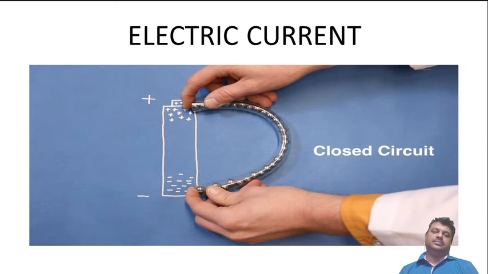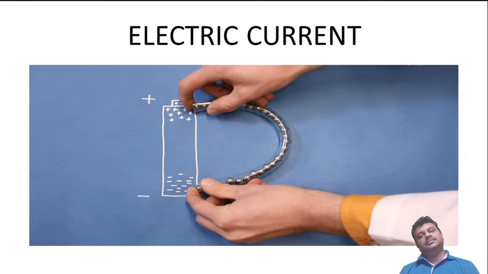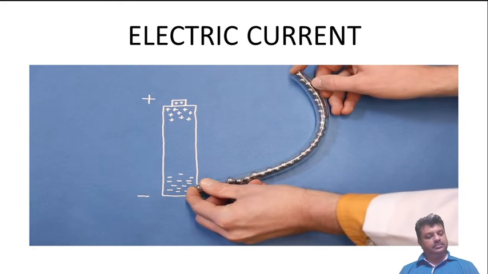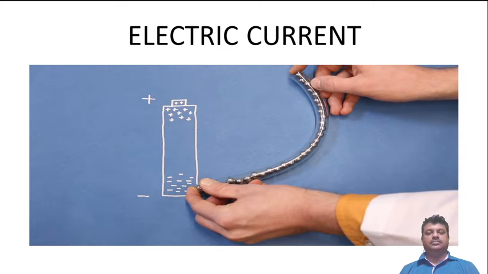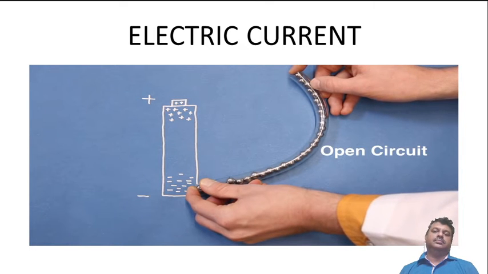This is known as a closed circuit, as it creates a loop from one side of the energy source to the other. If we break the wire or remove it from one of the terminals, then the electrons will stop flowing. This is known as an open circuit.